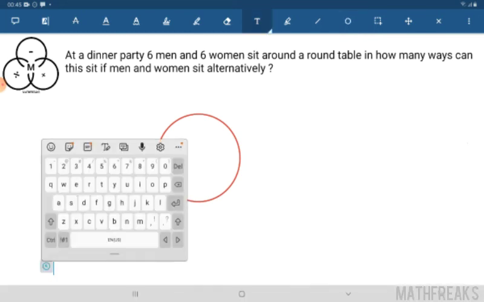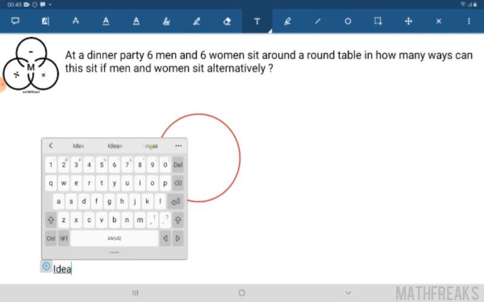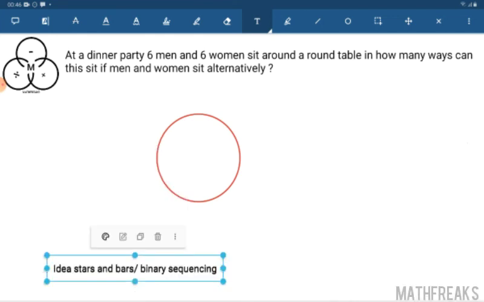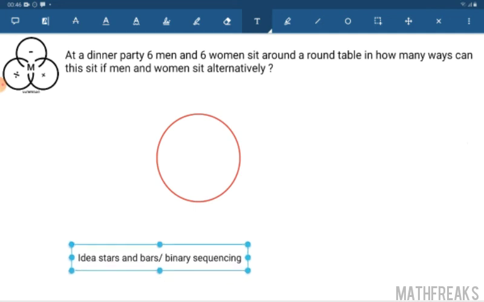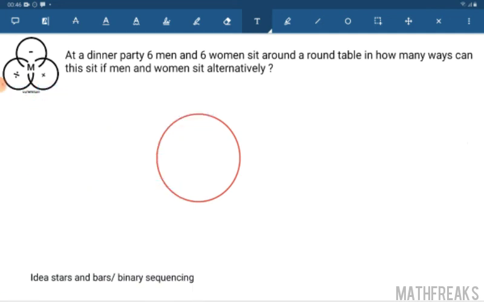If we just tag the idea, it will be stars and bars, or binary sequencing is also correct, and circular permutation that we are already proceeding with. The key idea is stars and bars or binary sequencing, whatever is comfortable. So 6 men and 6 women. Let us create the positions for the 6 men first, then we will think about the women.